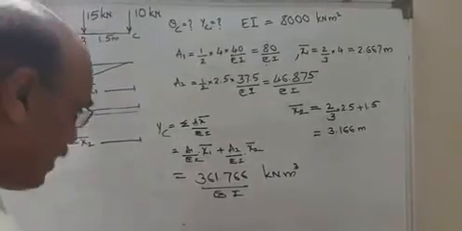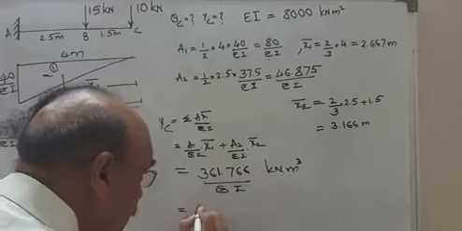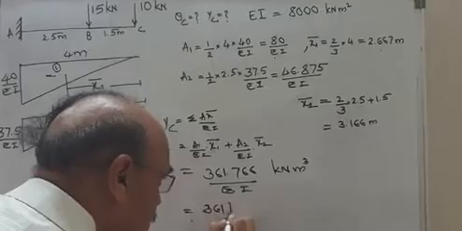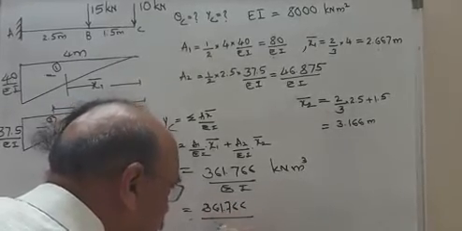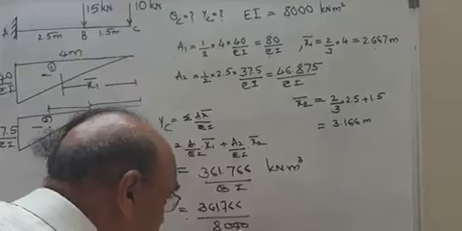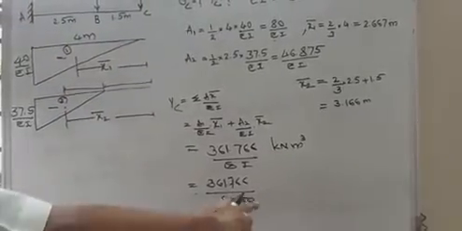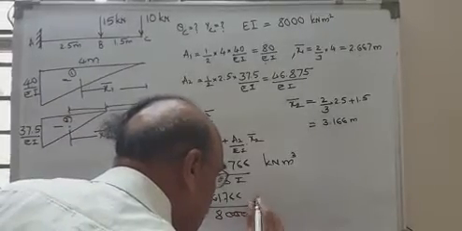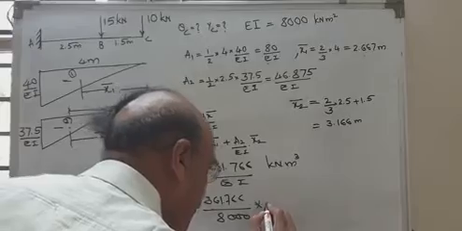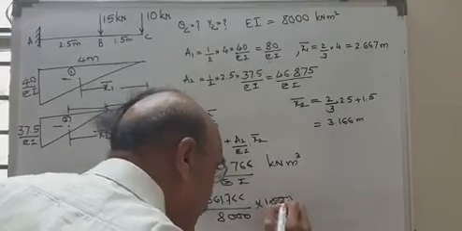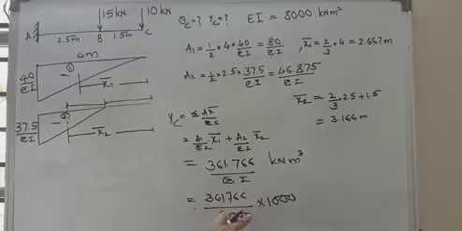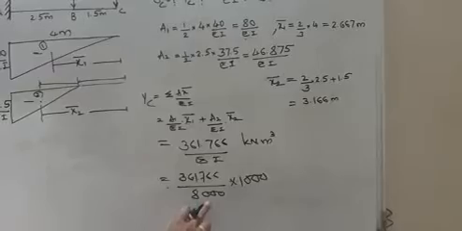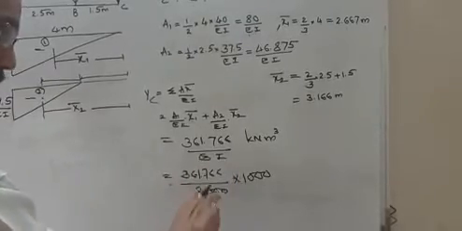Now if I want to get this value of YC, let us substitute the value of EI. It is 361.766 divided by EI, which is given as 8000. This is going to give you the answer in meter. Usually displacements will be kept in mm, therefore you have to convert meter into mm. 361.76 divided by 8000: this is kilonewton meter cube, this is kilonewton meter square. Kilonewton cancels, and meter cube by meter square is meter.